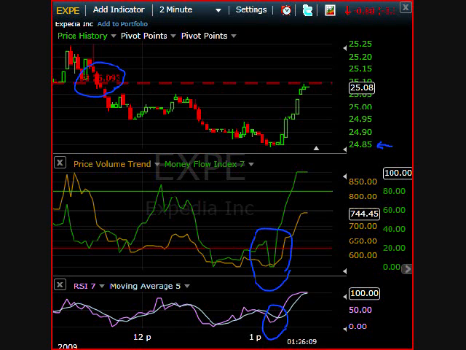And then the bottom two blue circles show you how PVT and money flow rise up in the middle of that chart there and past that little line. They loop up, and at the same time RSI crosses over its moving average.